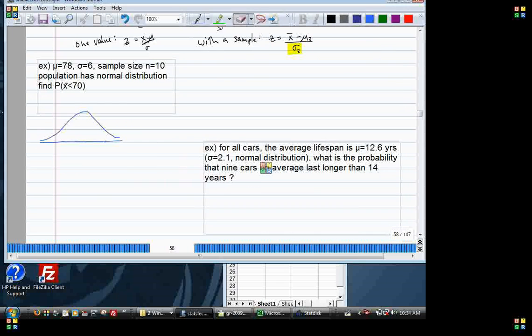Okay, so what do we label on this picture? Okay, 0 goes in the middle for z, and what else gets labeled? 78 is the mean that goes in the middle, and then what else? And we mark off 70. Okay, and then what do I do? Shade to the left of 70, exactly. Okay, now what?